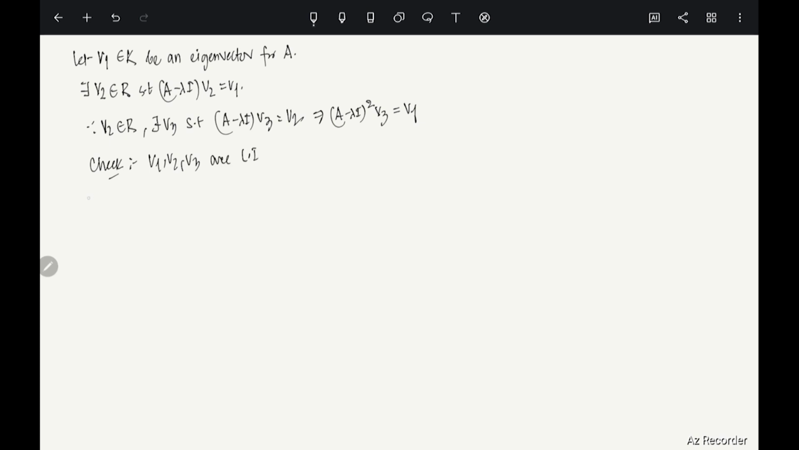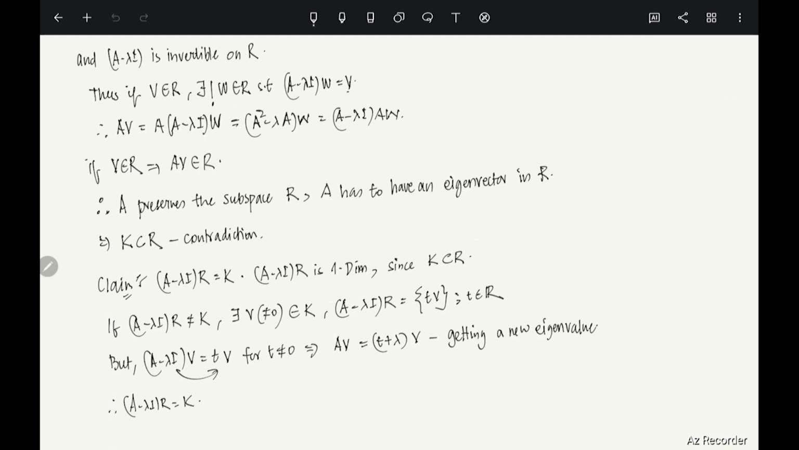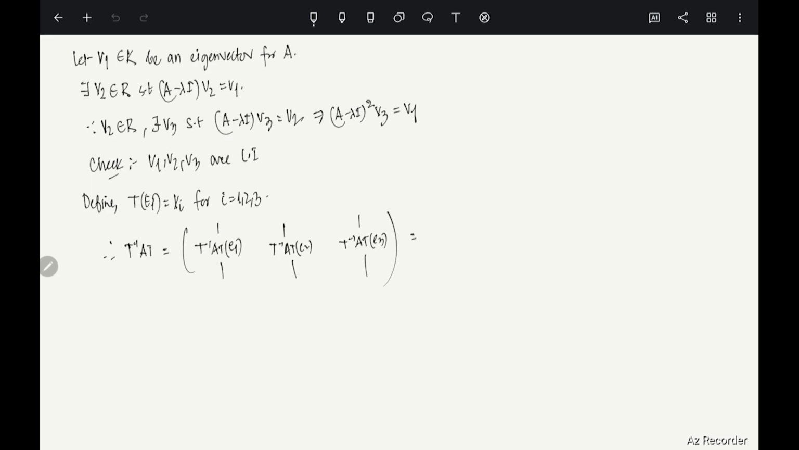So you define your T as T of e_i to be v_i, for i equals 1 to 3, and therefore I want you to check T inverse A T. The first column is T inverse A T acting at e1, the second column is acting at e2, and the third column is acting at e3. Do exactly the same sort of thing as we did here. If you calculate the whole thing, you will end up getting lambda 0 0, 1 lambda 0, 0 1 lambda. Clear? So you have to check this part.